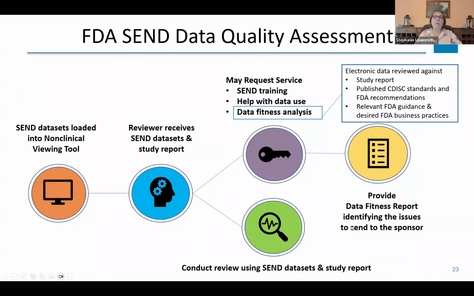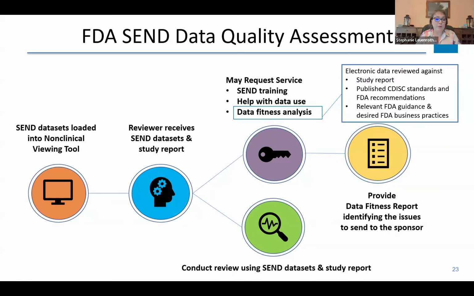So I just wanted to spend a moment again on how our reviewers get assistance from the Office of Computational Science. As I stated, the SEND data sets, once they are at the agency, are loaded into the non-clinical viewing tool. These are absolutely fantastic. There's a lot of ways to look at the data, look at it in real time. It can be interactive. You can create all kinds of tables and figures. But sometimes reviewers need assistance with that. The tools are fantastic, but sometimes training is needed.